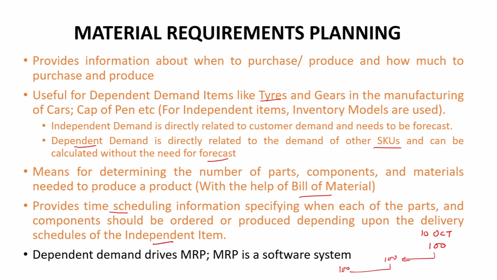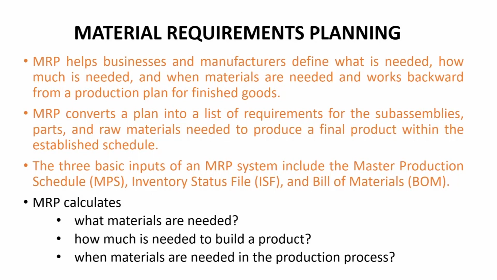Dependent demand drives MRP. MRP is a software system also, and it was developed in 1960s. We will see the history of MRP also. MRP helps businesses and manufacturing define what is needed, how much is needed and when materials are needed, and work backward from a production plan for finished goods. So, if we know the dispatch date of my finished goods, from that we can work backward to find out when various components and sub assemblies are required. MRP converts a plan into a list of requirements for the sub assemblies, parts and raw materials needed to produce a final product within the established schedule.